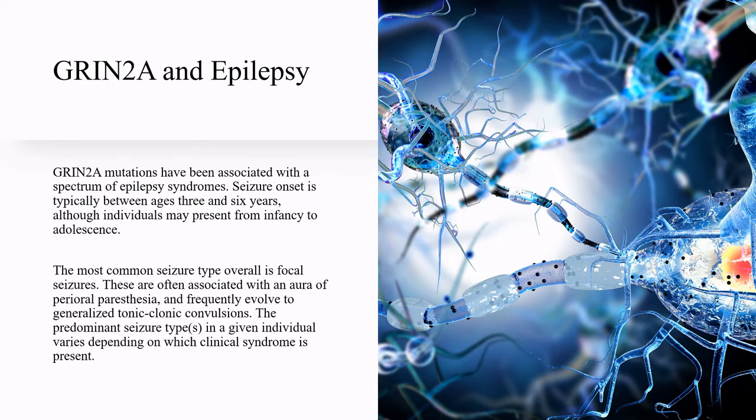Seizure onset is typically between ages 3 and 6 years, although individuals may present from infancy to adolescence. The most common seizure type overall is focal seizures. These are often associated with an aura of perioral paresthesia and frequently evolve to generalized tonic-clonic convulsions. The predominant seizure types in a given individual vary depending on which clinical syndrome is present.